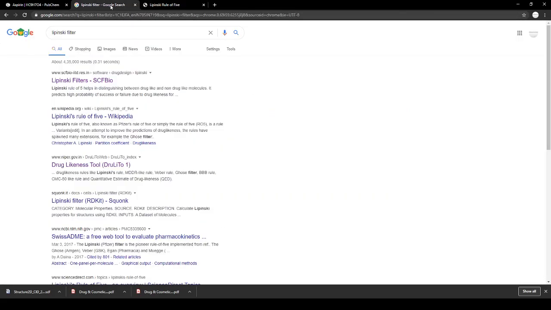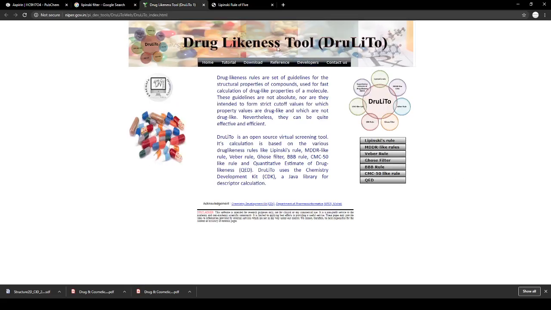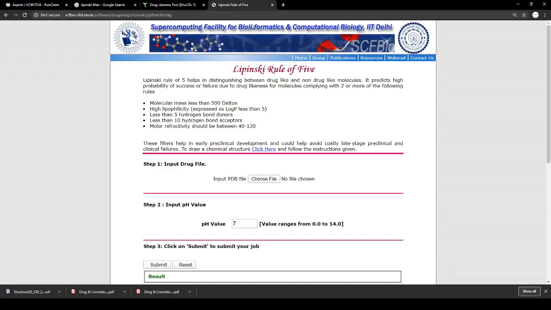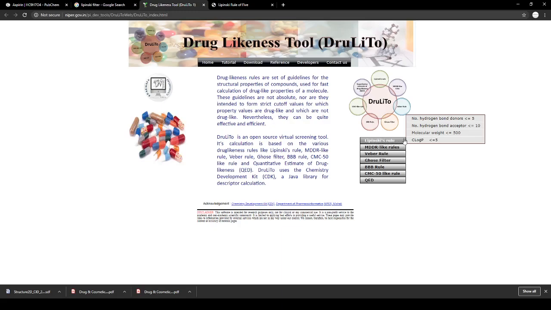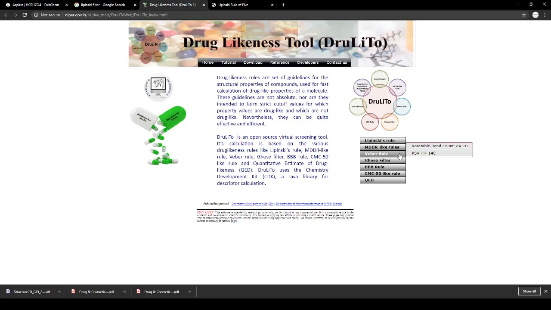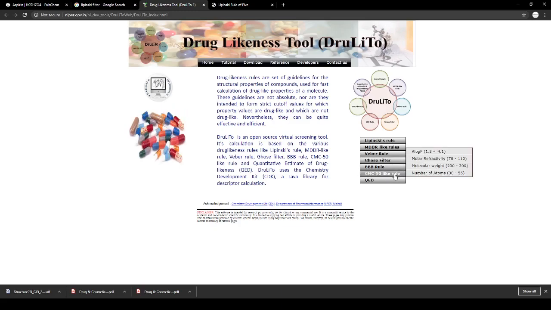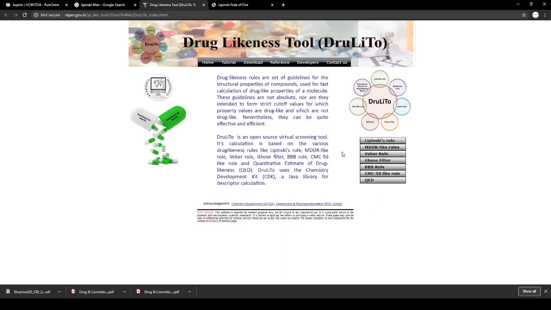Are these the only filters available? No. On that same site we get a tool called the drug likeness tool. Let's open this up. This tool can be used as an alternative to the previous site, but the good thing about it is that it has more than one filter. If you observe, there is Lipinski's filter, MDDR rules, Weber rules, Ghose filter, BBB rule, CMC50 like rule, and a QED rule. These are all drug filters that can be used for the analysis that we mentioned above.